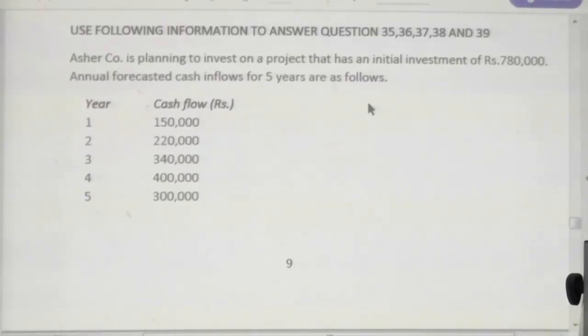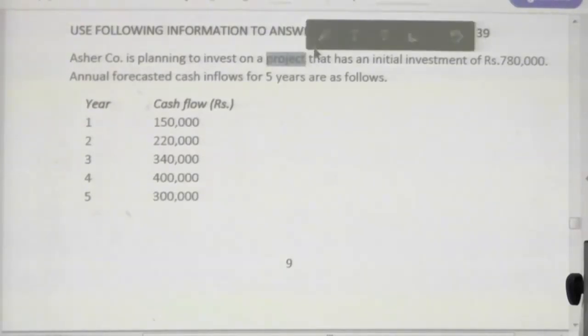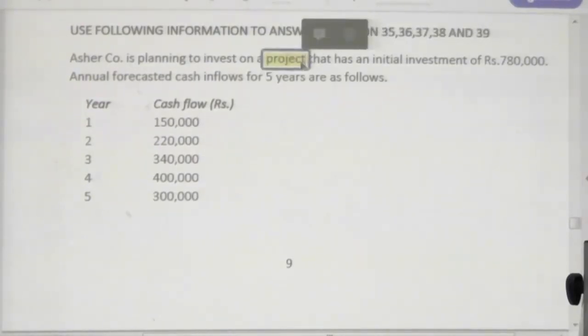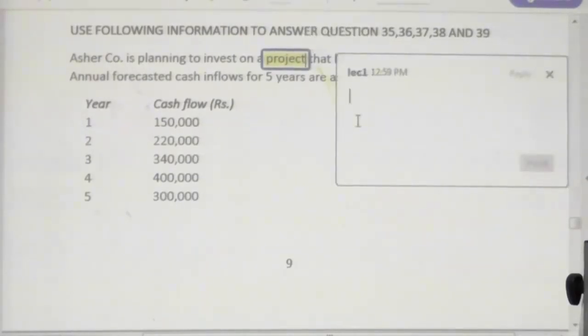Before moving to this, let's see what the project appraisal techniques are. Here this is a project. Now you have to remember what project appraisal techniques are available, right? We have payback period. Payback period is one project appraisal technique, or you can use discounted payback period, right? You can use discounted payback period, or you can use accounting rate of return.